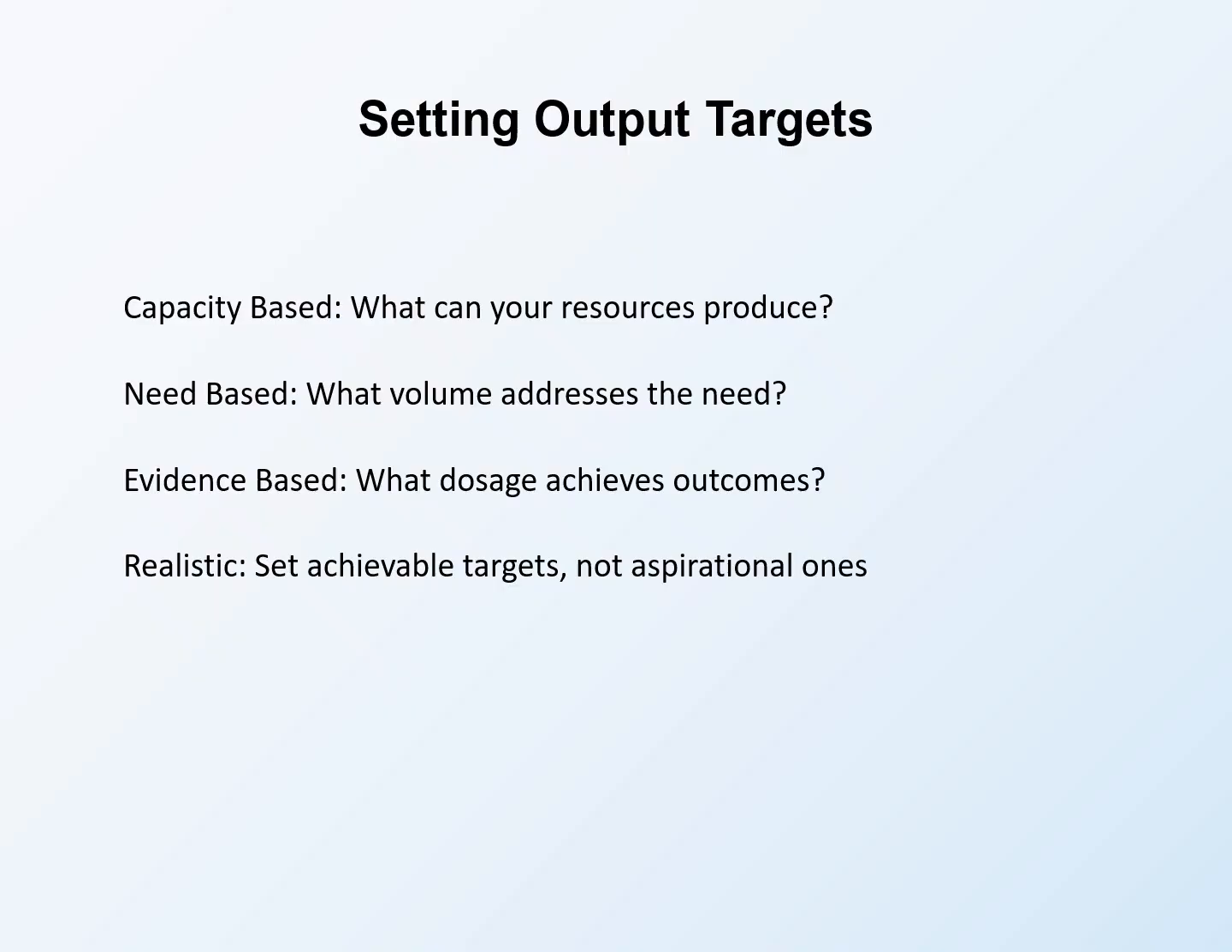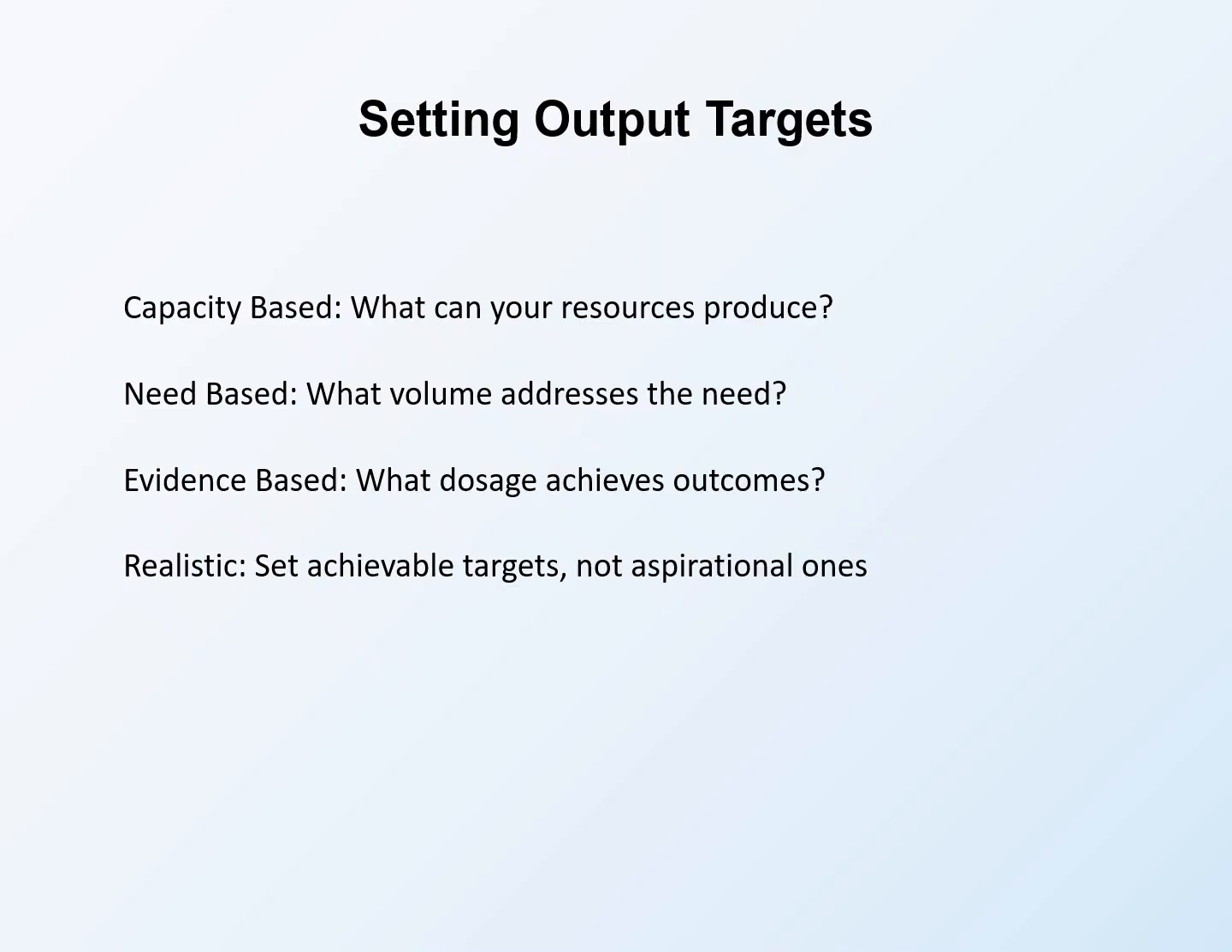Need-based targets consider what volume addresses the community need you documented in your problem statement. If 2,000 people in your community need services and you can serve 200, acknowledge this openly. Targets should relate directly to the need you documented even if you cannot serve everyone.